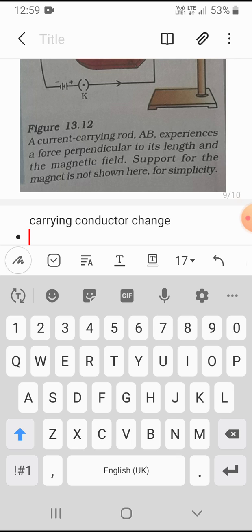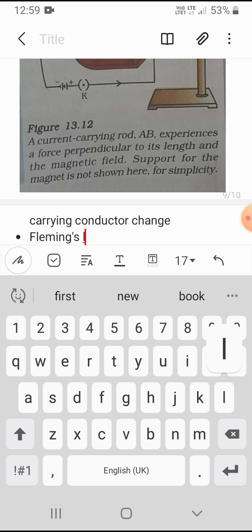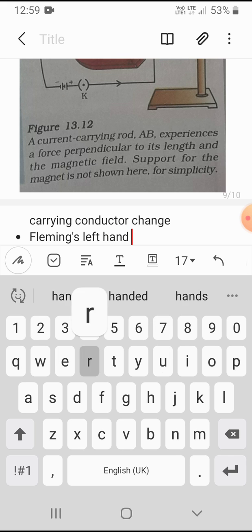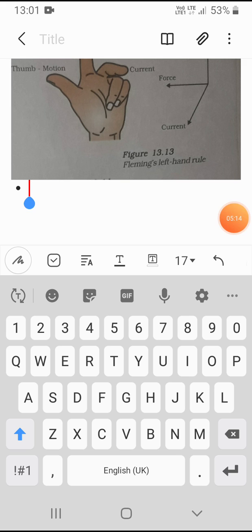So next is Fleming's left hand rule. Now you have learnt about the right hand rule, now Fleming's left hand rule. Fleming is the scientist who found that left hand rule. So let's come to Fleming's left hand rule.